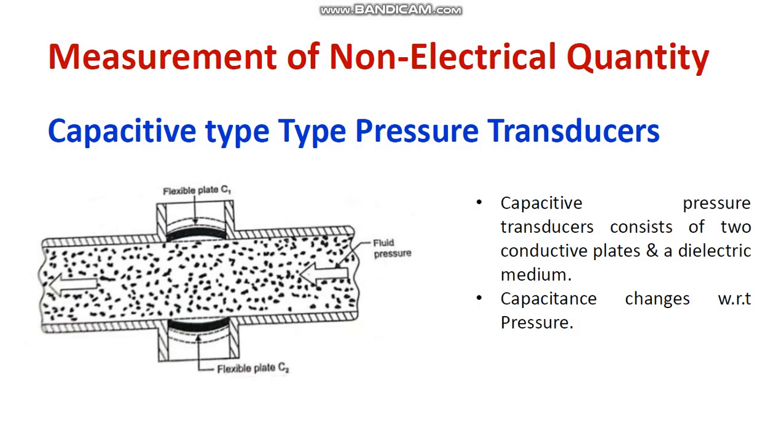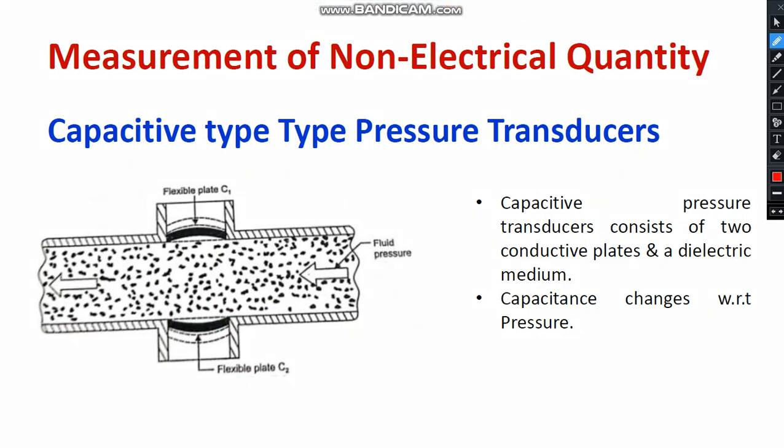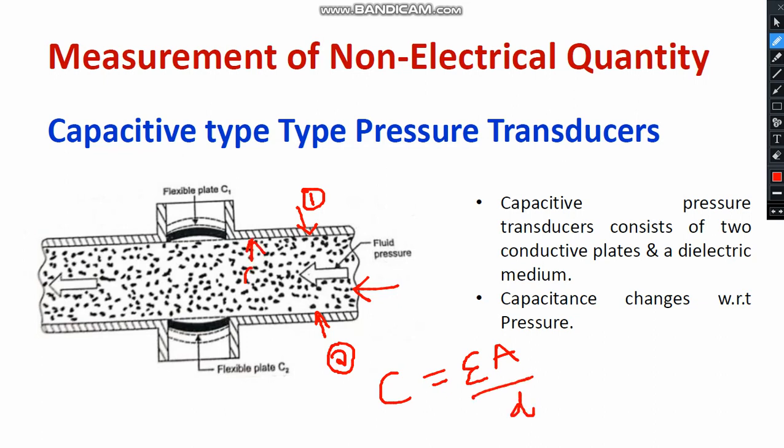Now let me discuss the capacitive type pressure transducer. As you can see, there is a parallel plate capacitance. This is plate 1, the fixed plate, and you can see the variable or flexible plate, plate number 2. In between you have filled the dielectric medium. You are applying fluid pressure here. The capacitance depends directly on the permittivity, the area of the parallel plates, and the distance between plate 1 and plate 2.